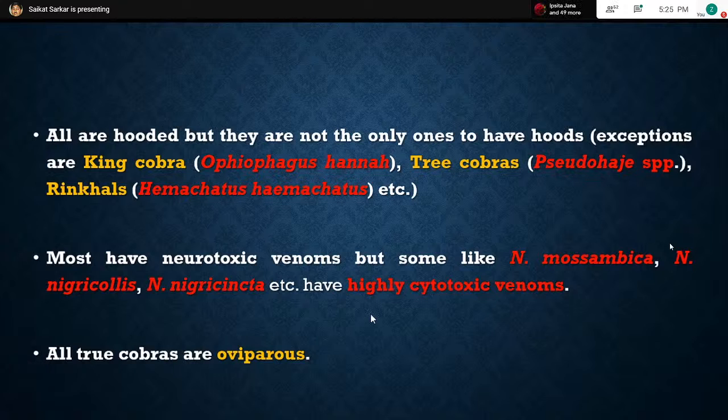So all true cobras are oviparous. The Hemachatus is not oviparous. They are live bearers, and they are not cobras, as you already know.